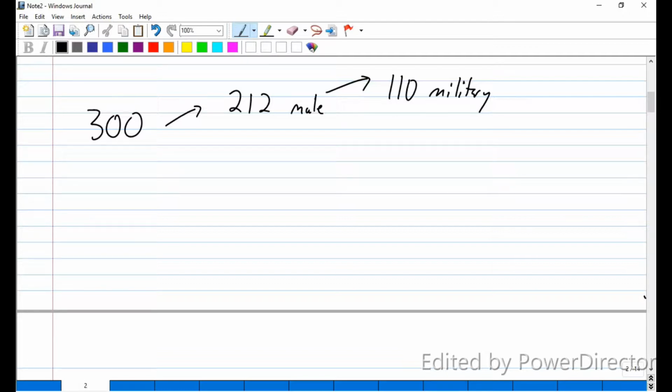All right, so we can actually get a lot more information from that if we wanted. We could get how many females there are in the application, because we would simply say 300 minus 212 to get the number of females. Do we need that? I don't know. I haven't read the rest of the problem. We could find out how many are not in the military, right? If I know that 110 had military experience, then I say 212 minus 110, and I get, what, 102. That means 102 were not in the military. Do I need that to work the problem? I have no idea. I haven't read the rest of the problem.